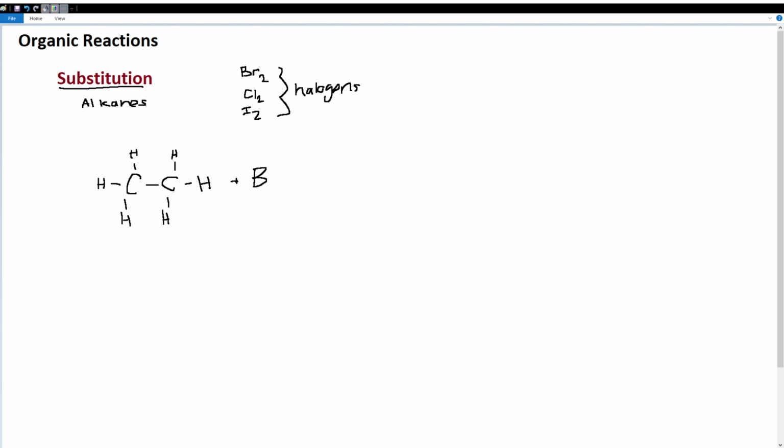So let's say, for instance, we have Br2 here. The products you would see would be, you would substitute one of these bromines in for any of these hydrogens. It doesn't matter which one. And the other bromine would attach to that hydrogen that came off. So you would have Br there, and you would have this H come with this Br.